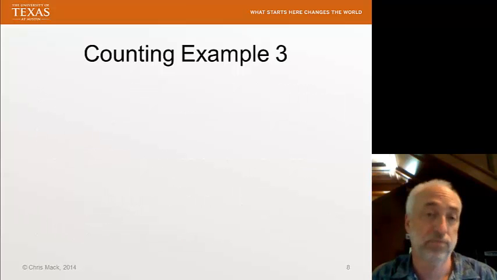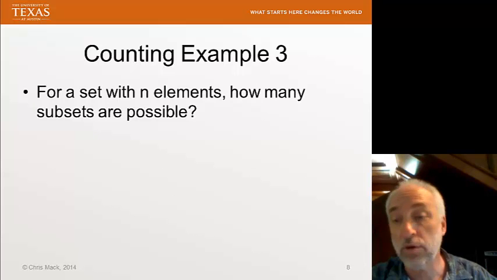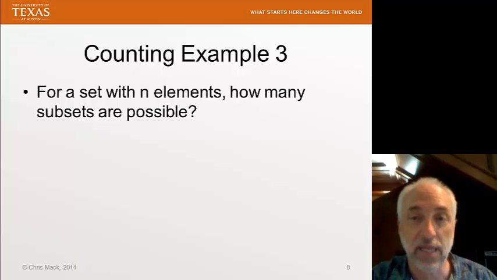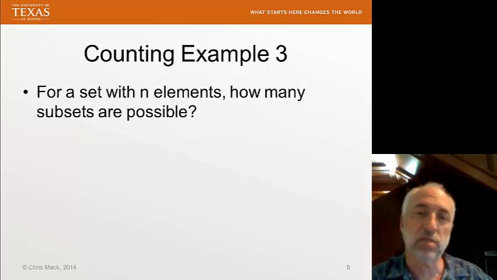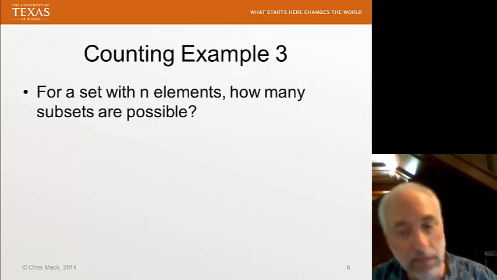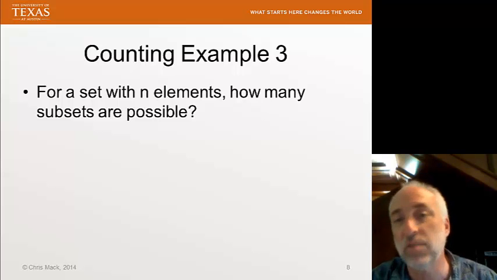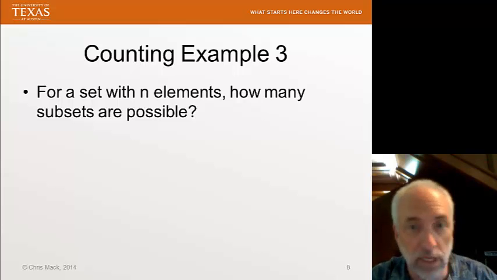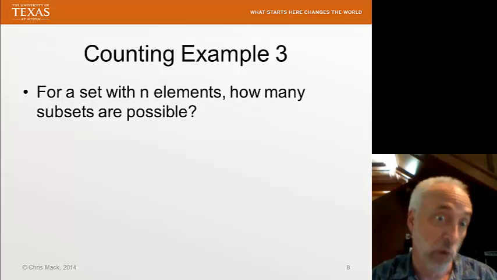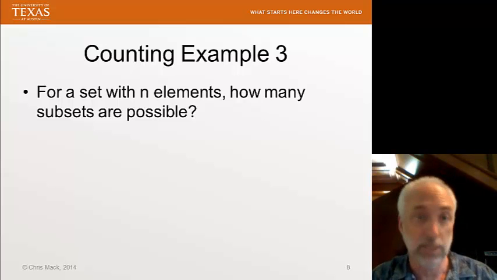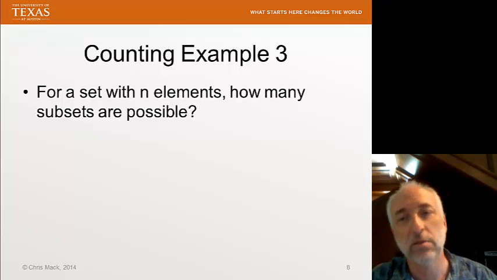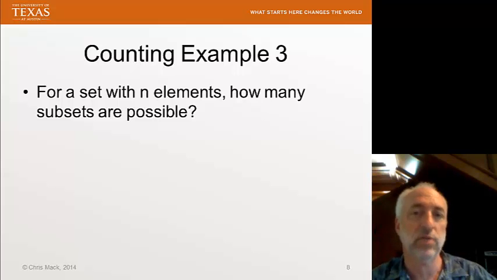Here's another example where ordering doesn't matter. If I have a set, and this set has n elements, how many different subsets are possible? Now in this case, when I list the elements of a particular set, the order that I list them in doesn't matter. Sets don't care about the ordering of the elements. It's only what elements are in there. And a subset could have 1 element in it, or 2, or 5, or any number of elements. So how would I go about figuring out how many subsets are possible for a set with n elements?